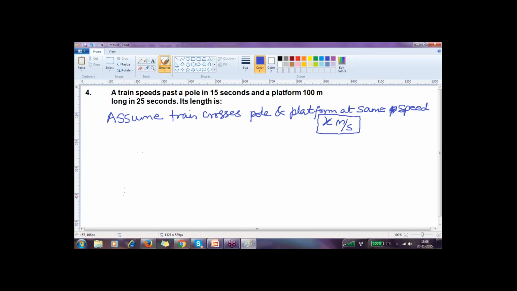right? Now let's see the situation of pole. In pole, the distance is how much? It is the length of the train, right? It is crossing the pole, so it is just the length of the train. So here I can write x, which is speed, is equal to L, where L is the length of the train in meters, by 15 seconds. This is the time taken. This is your equation 1. Okay. Now let's see the platform situation.